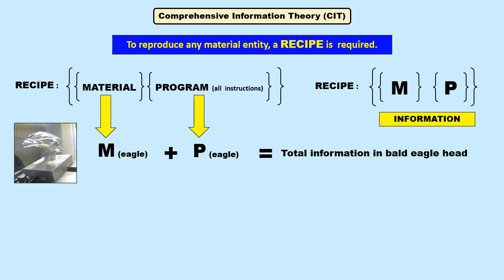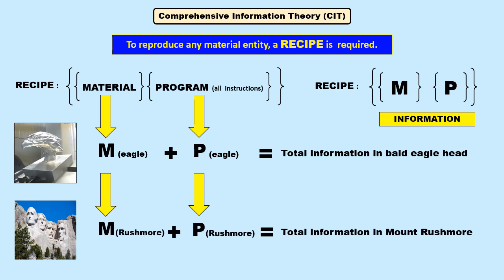In similar fashion, for Mount Rushmore we have that M Rushmore plus P Rushmore equals the total information in Mount Rushmore. Stated differently, a measurement of the information in Mount Rushmore, which is a material entity, is the information that's needed to reproduce Mount Rushmore, and that amount is M Rushmore plus P Rushmore.